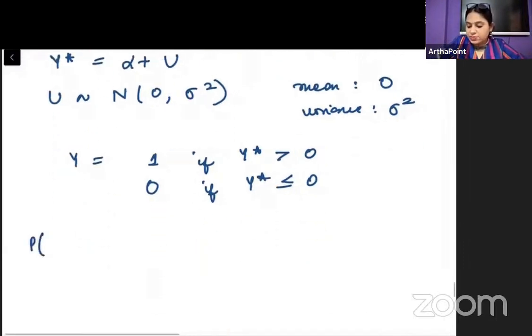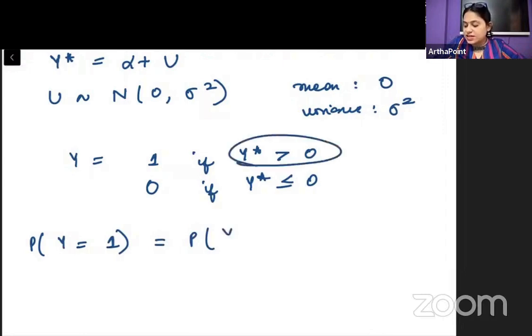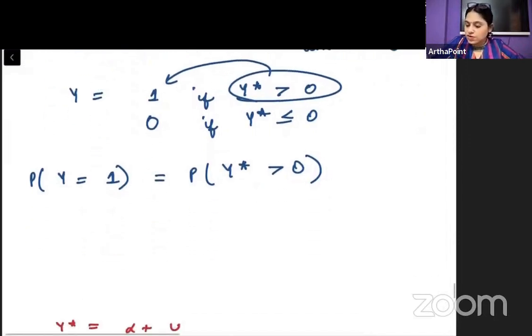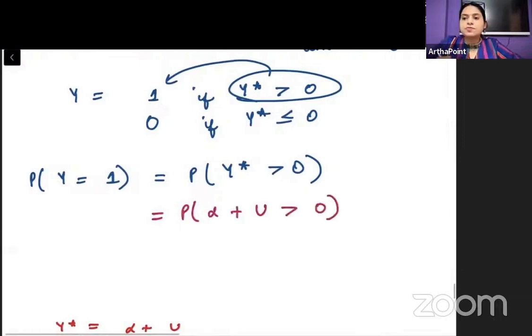It says find the probability that y is equal to 1. So I need to find the probability that y is equal to 1. If I need to find probability that y is equal to 1, it means I need to find probability y star is greater than 0. Only then y will be equal to 1. And when will be y star greater than 0? It means that I want alpha plus u to be greater than 0. So I will get probability alpha plus u to be greater than 0.